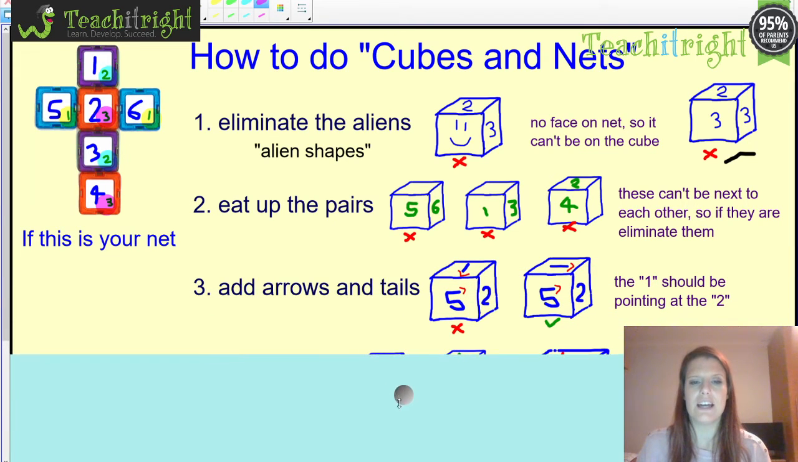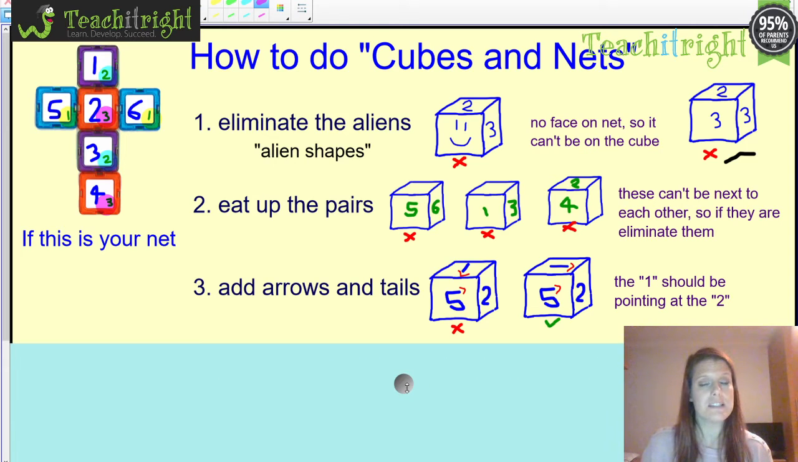Finally, add arrows and tails. This is where we look at the direction that things are facing. So if you have numbers and shapes on your net and your cubes, they need to be facing the correct way. So you'd look at where they are on your net, how they are positioned, visualize that net being folded up to make a cube. What direction would the shapes or numbers on those faces be pointing?